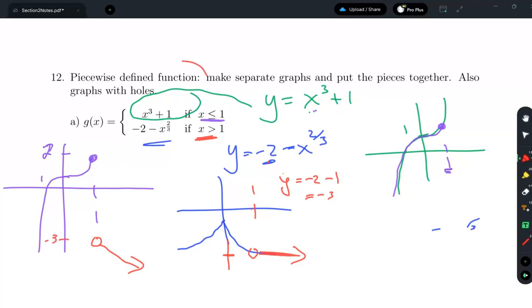So again, since this is a function, make sure it passes the vertical line test. And it does.